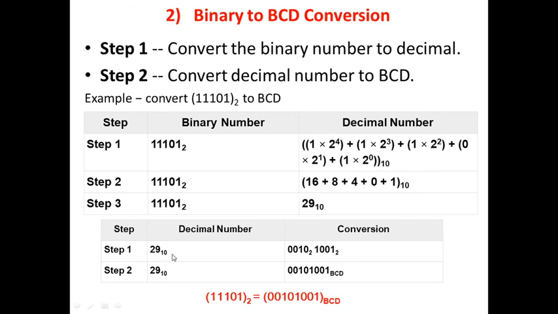29 is taken, and you know that in BCD coding, each decimal digit is represented with 4-bit binary. So 2 you write as 0010, 9 you write as 1001. Then just combine them, so it's a continuous number, 00101001. It's a BCD number.